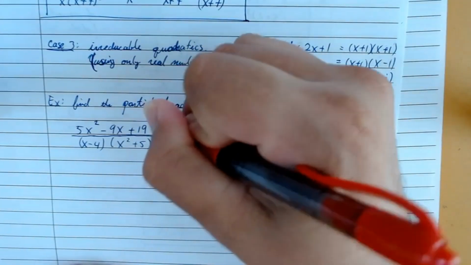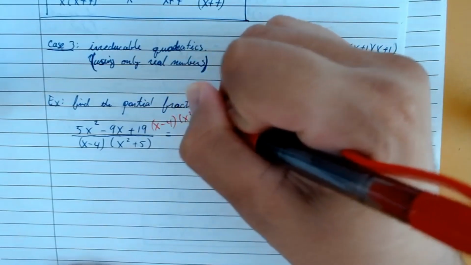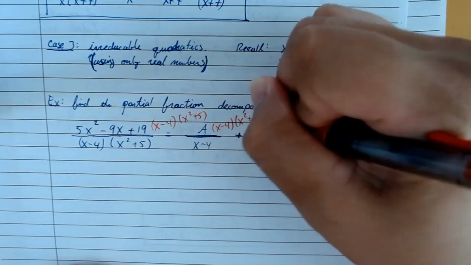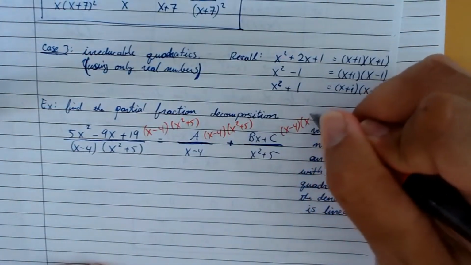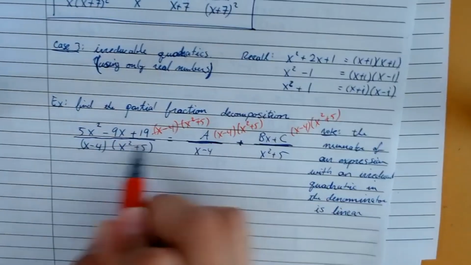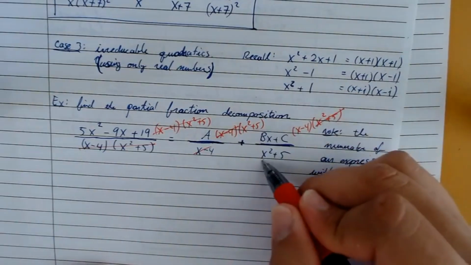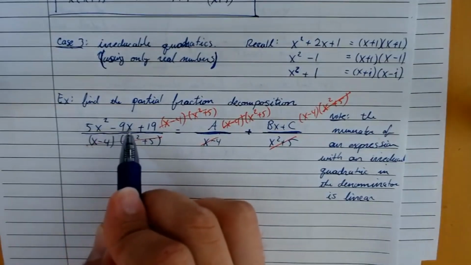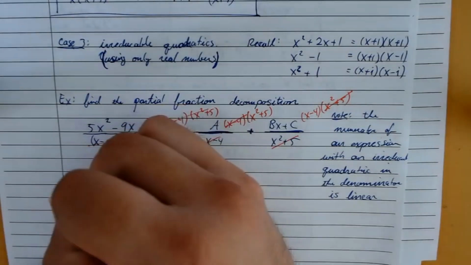So let me go ahead and do that. Let's multiply both sides of this equation by x minus 4 and x squared plus 5. Same thing over here, x minus 4, x squared plus 5. And same thing over here, x minus 4 and x squared plus 5. Here, all of this divides away with all of this. This one divides this one, and this one divides this one. So what's left is 5x squared minus 9x plus 19. That's the only thing left of my first expression.